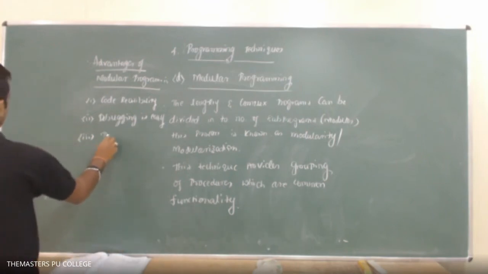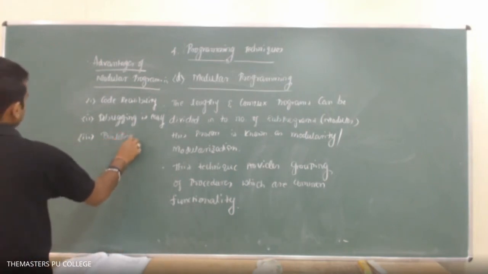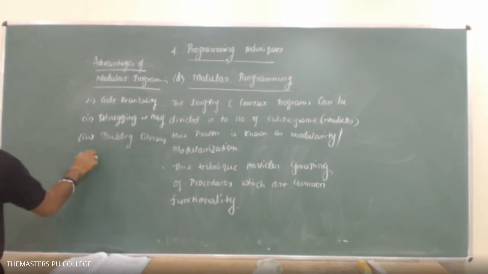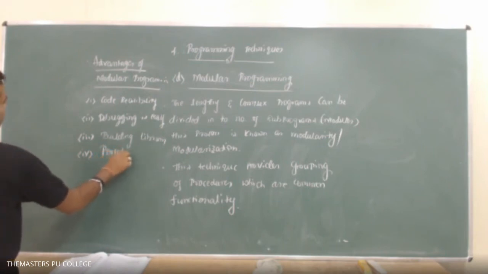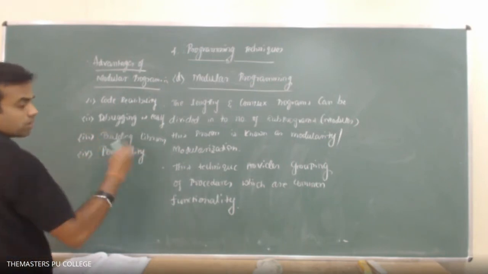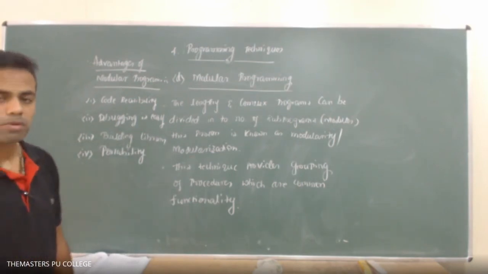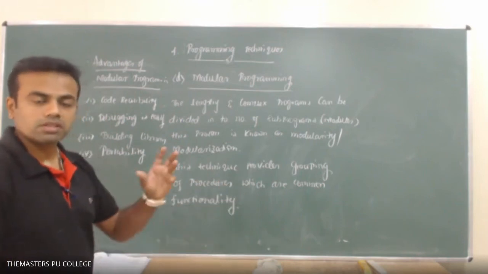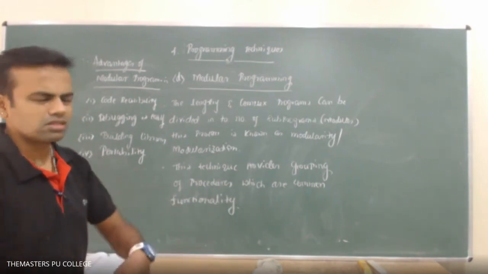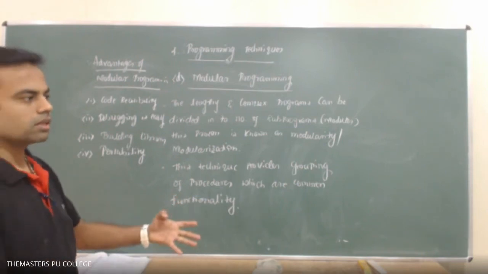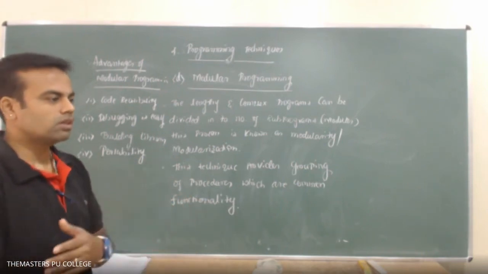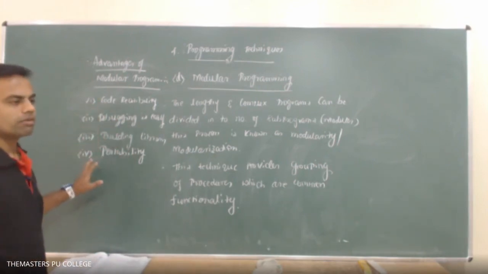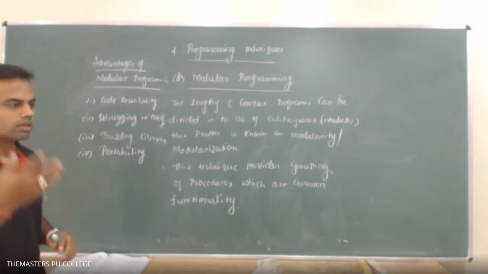Next, you can build the library. It helps in building the library. And the fourth one is portability. What do you mean by portability? Yesterday also we discussed. Portability means it should run on multiple machines, different kinds of operating systems, different sets of devices and machines. Machines are nothing but computers, and you can carry the programs from one place to another. So code reusability, debugging is easy, building the library, and portability is very easy.